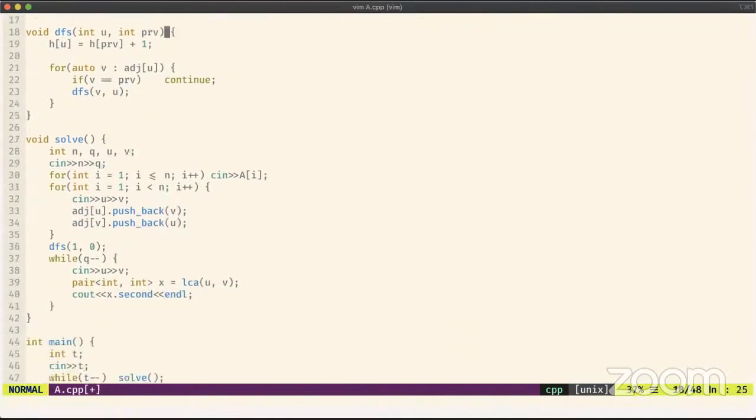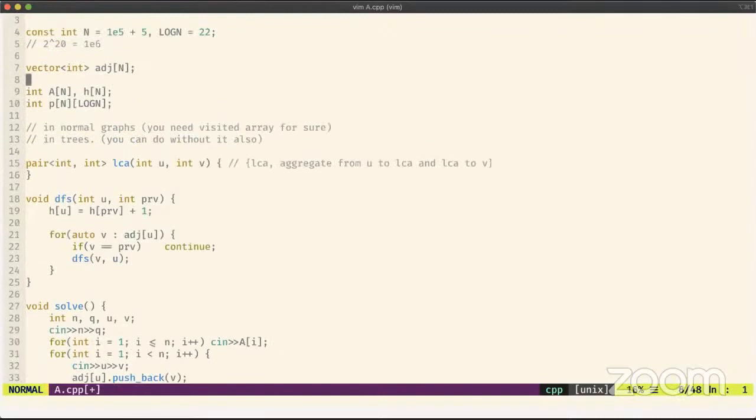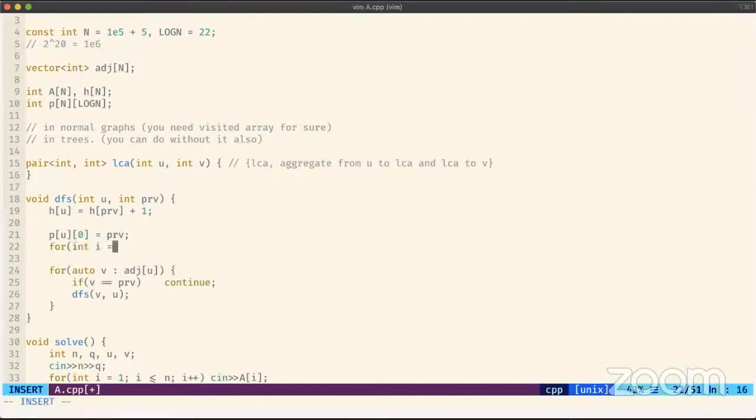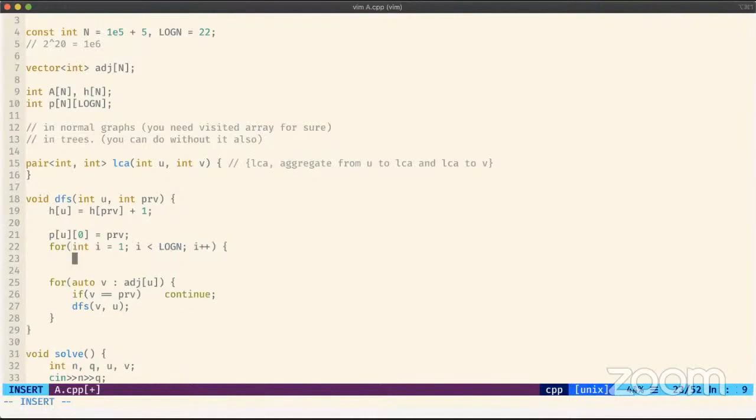Okay, so in the DFS, we have this height, right? And now what all information can we store apart from this? We can easily store what the parent of u will be, like the zeroth parent, that is the normal parent of u, which will just be prev, right? What will be the other parents? So this is an important thing.